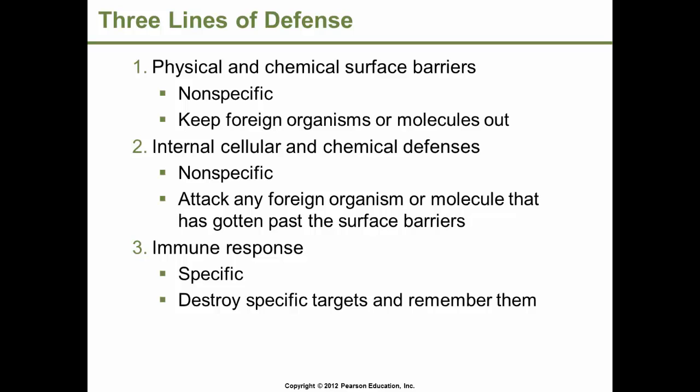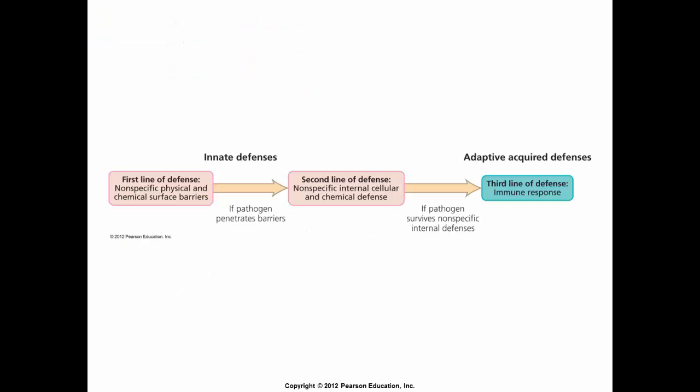The immune response is specific. It has a primary target in mind. It destroys specific targets and remembers them. It finds those that it does not recognize as belonging to self and marks them for destruction.